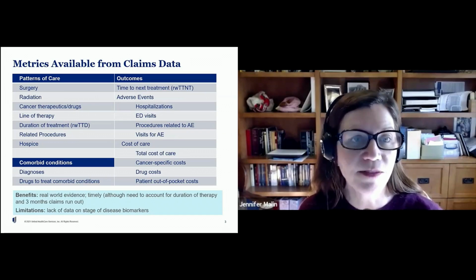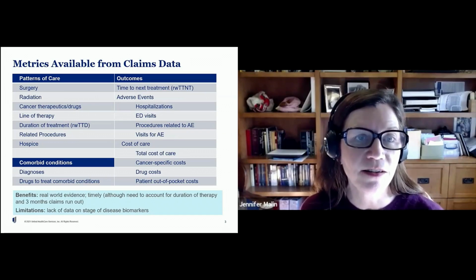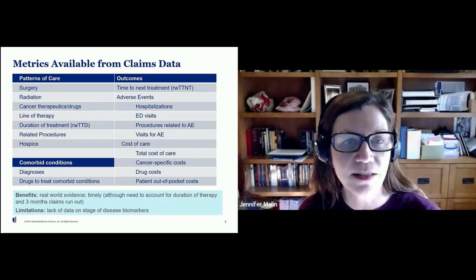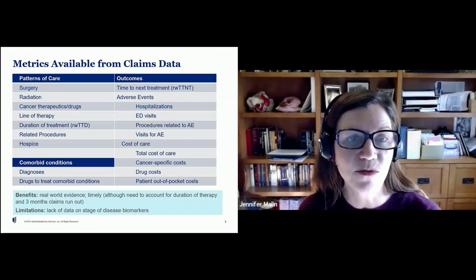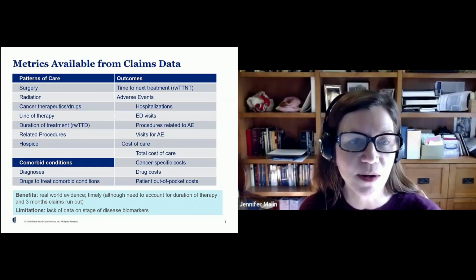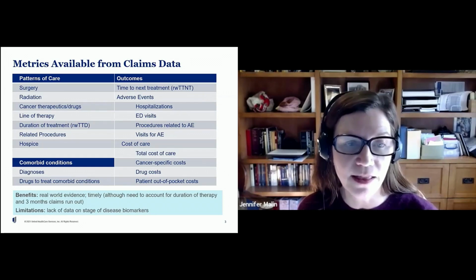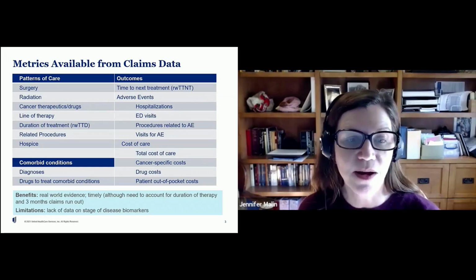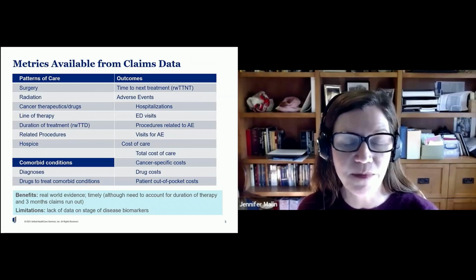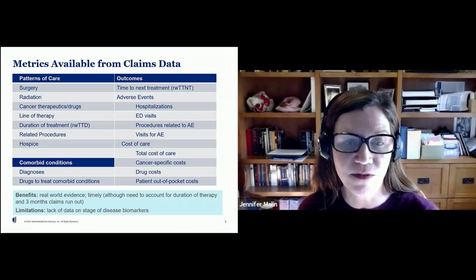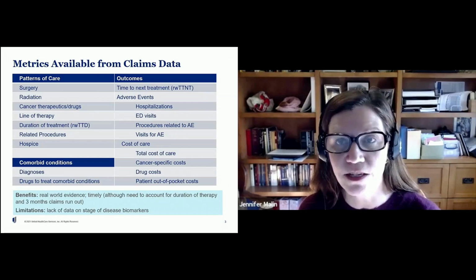So claims data often can be used to look at patterns of care, such as who gets radiation therapy following a diagnosis, the different cancer therapies and drugs that are used, duration of treatment, related procedures. It's a good source of data on comorbid conditions by looking at the diagnoses and other claims, as well as especially from pharmacy benefits, but also from the claims from the medical benefit, the drugs used to treat comorbid conditions.